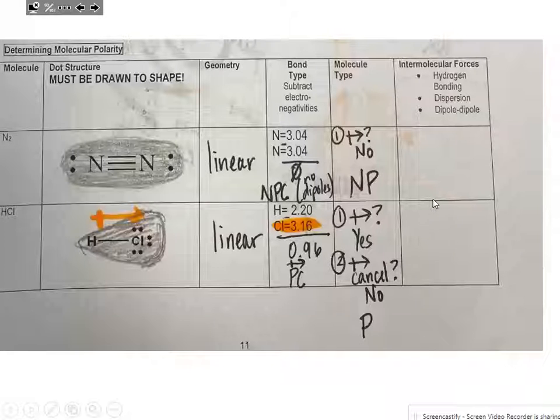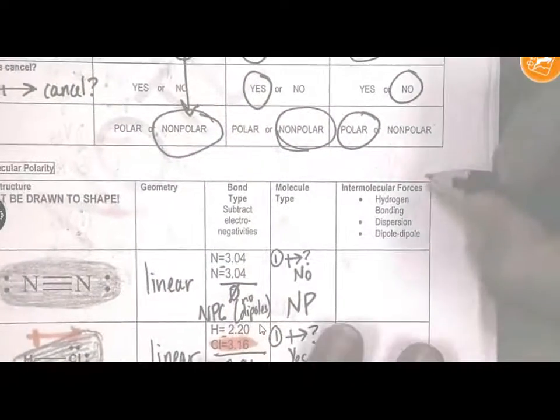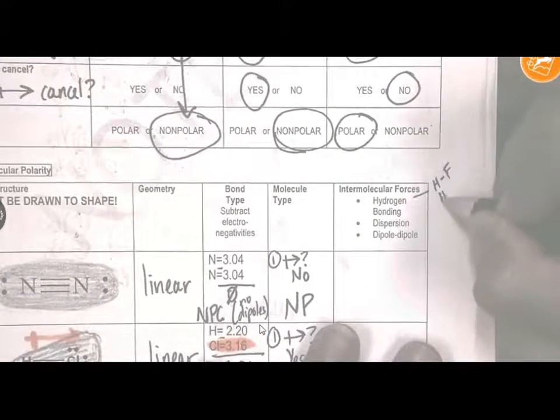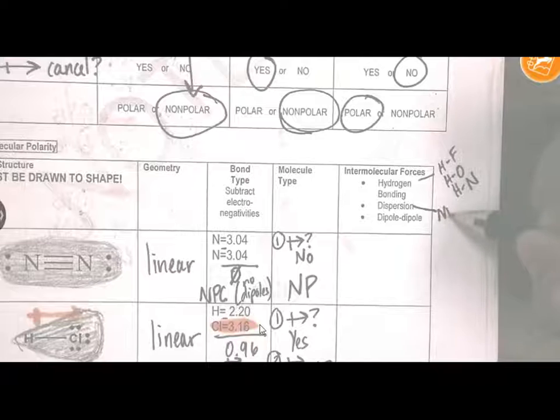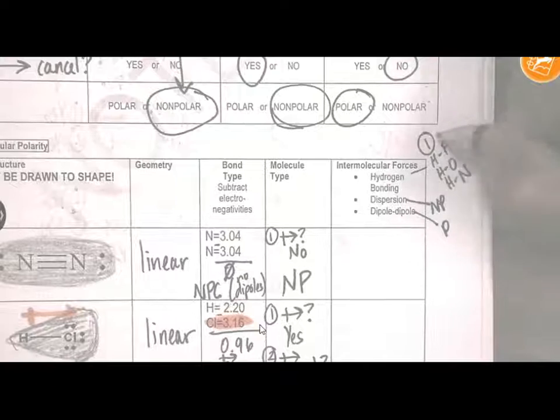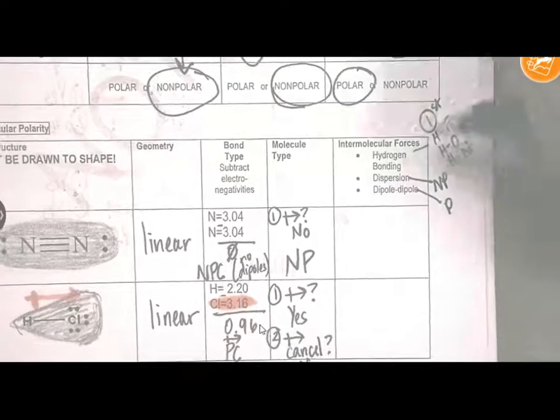So now we're going to practice. We're on page 11, and we're going to figure out if these molecules have hydrogen bonding, dispersion, or dipole. What I like to do is write on here, first, does it have HF, HO, HN? Dispersion is if I said that it's nonpolar. Dipole if it's polar. And I always check for hydrogen bonding first. So where do I look? I look at the previous column.